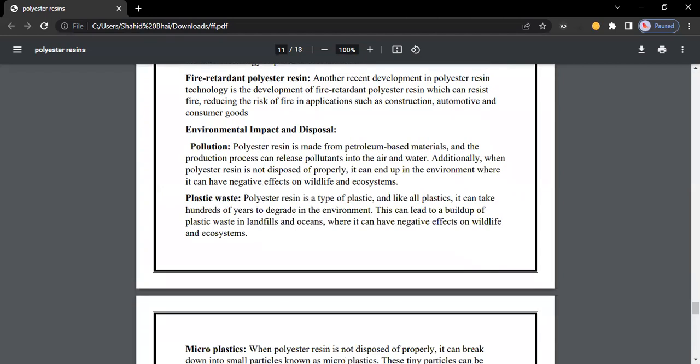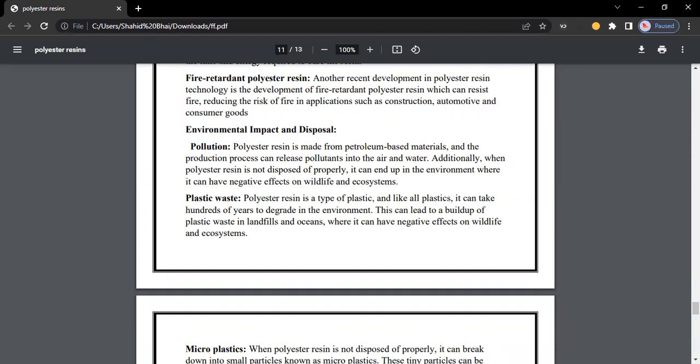Pollution. Pollution is basically made up from petroleum-based materials like that. Processing releases pollutants into the air and water, which pollute our atmosphere and our water. That is called water pollution. Additionally, when the waste is not disposed of properly, it can end up in the environment, which can negatively affect the wildlife and the ecosystem.